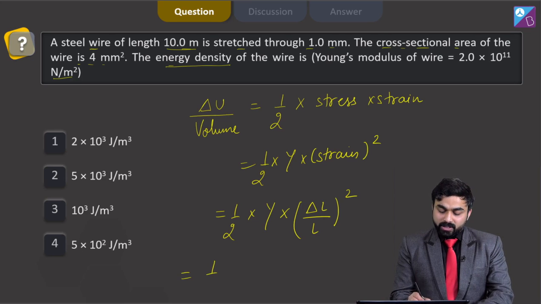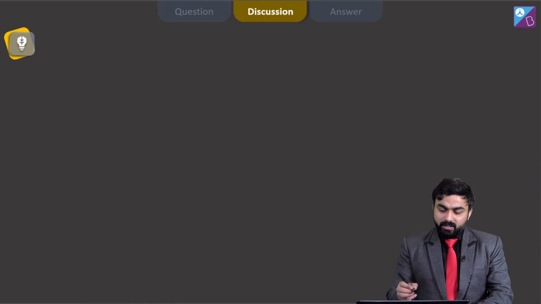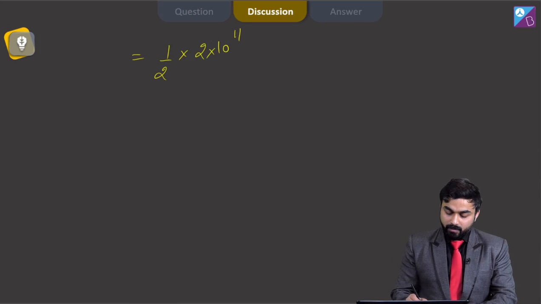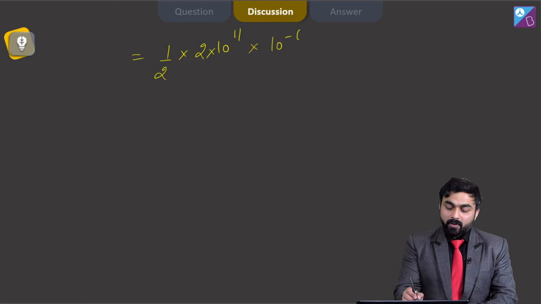Okay, and Young modulus is what? Young modulus is 2 into 10 to the power 11. Clear students? And delta L is what? Delta L is 1 mm. This I can write 1 into 10 to the power minus 3 meter over L is 10 whole square. So this will further become 1 by 2 into 2 into 10 to the power 11 into 10 to the power minus 6 over 10 to the power 2.